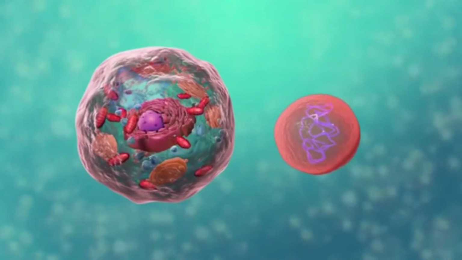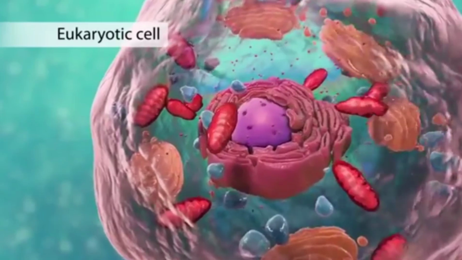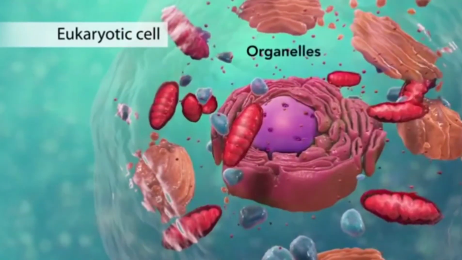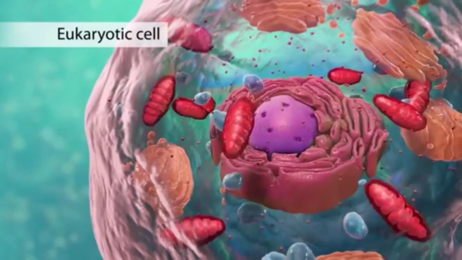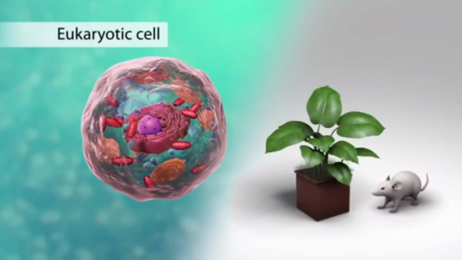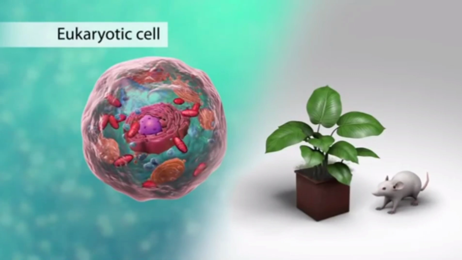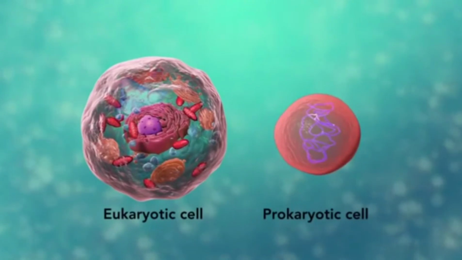There are two broad categories of cells. First, the eukaryotic cell. It has organelles, which include the nucleus and other special parts. Eukaryotic cells are more advanced, complex cells, such as those found in plants and animals.